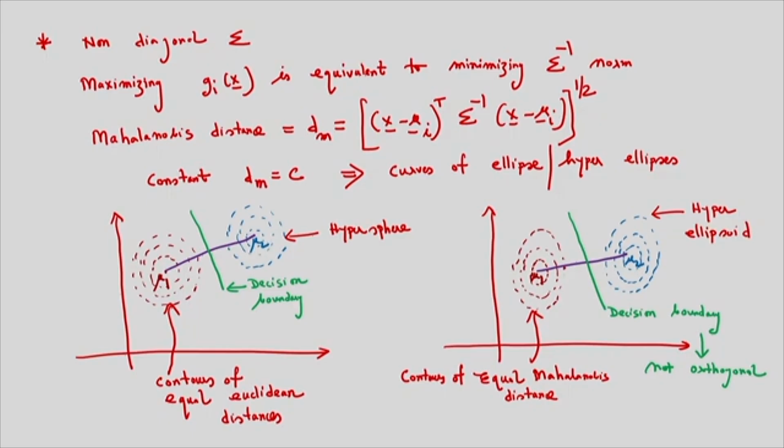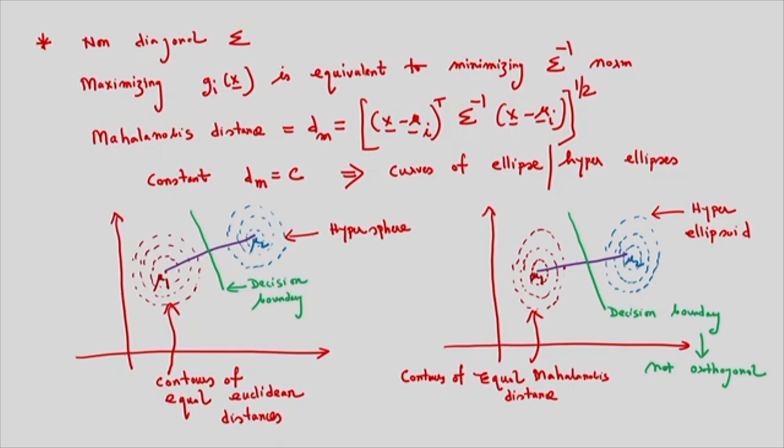So you can see the pictorial representation, one is the Euclidean distance, another one is the Mahalanobis distance. In the first case, we consider the diagonal covariance matrix, and corresponding to that case, you can see the decision boundary is orthogonal to the weight vector. In the second case, for the non-diagonal covariance matrix, the decision boundary is not orthogonal to the weight vector. So this is the concept of the minimum distance classifier.